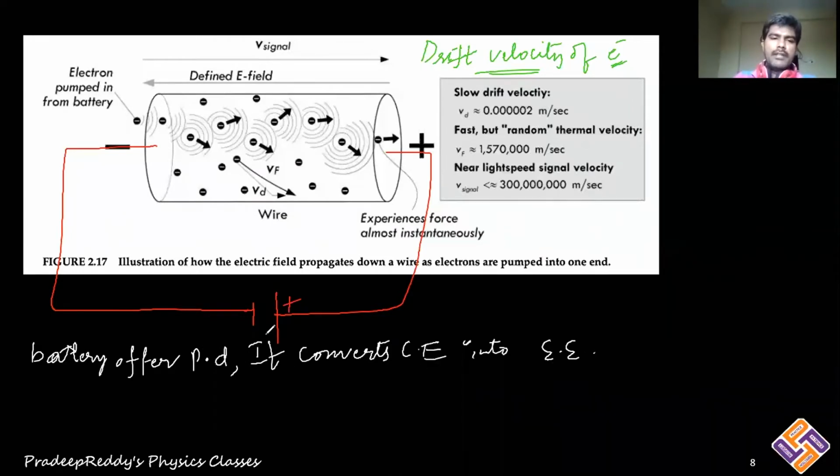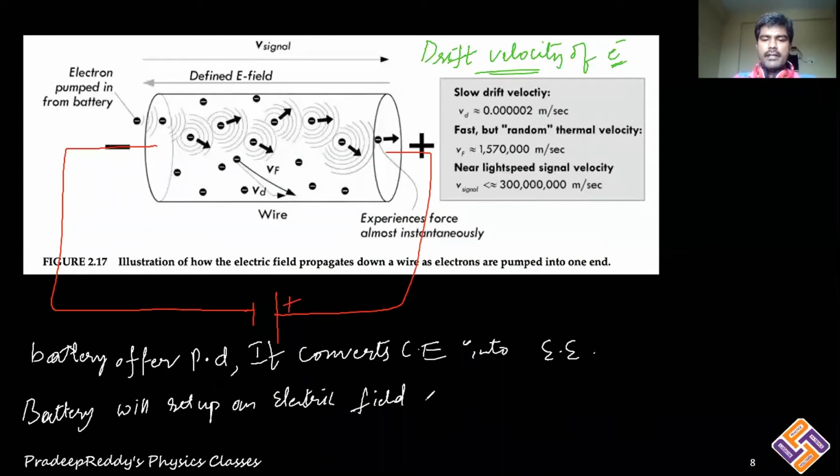Now what happens when you are connecting a battery to a conductor? Immediately after connection, the battery will set up an electric field throughout the length of the conductor. This is a very important point: throughout the length of the conductor.